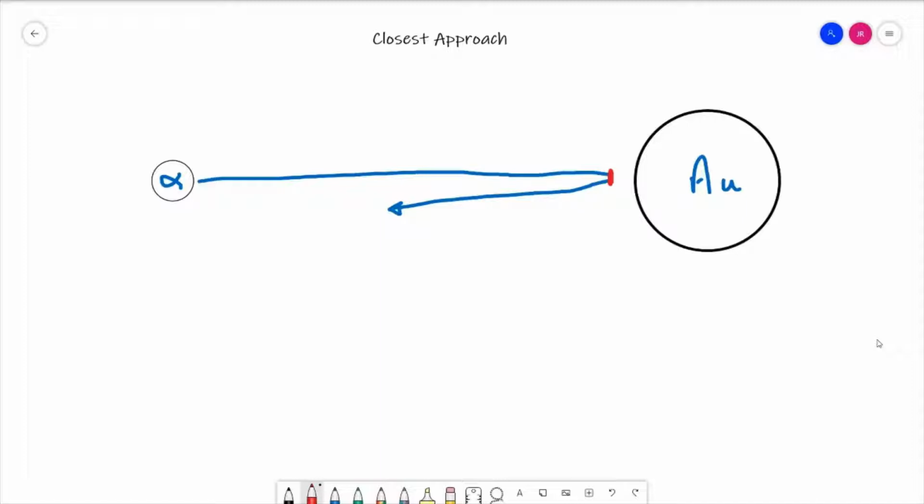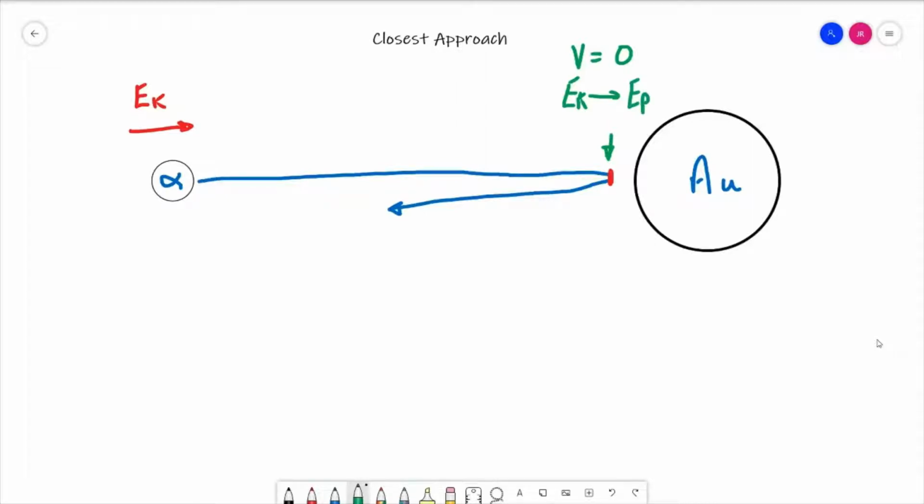Now to determine that we need to know two things. Firstly, we need to know how much kinetic energy the alpha particle has when it is fired from the source towards the gold nucleus. When it gets to this point here, we're going to assume that the velocity of that alpha particle becomes zero. All of the kinetic energy has been transferred into potential energy.